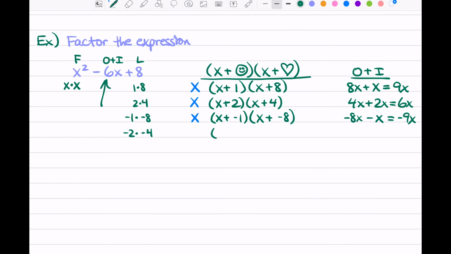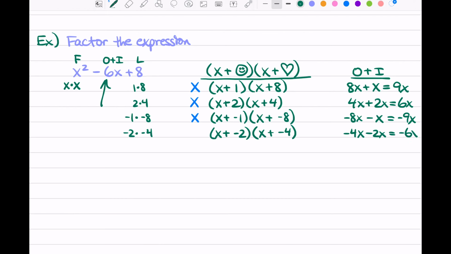Our fourth option that we're trying, we have an x plus, and we'll put in a -2 for our smiley face, and then a -4 for our heart. That gets our first and last pieces. And now we have to check O plus I. So we have -4x minus 2x.